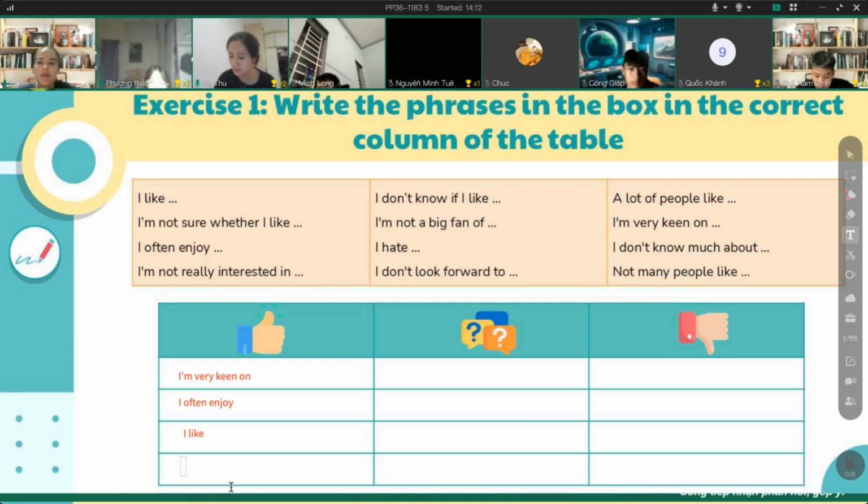A lot of people like. Thank you very much. Next, Hatu, will you please tell me in the chat what you put in the middle column?